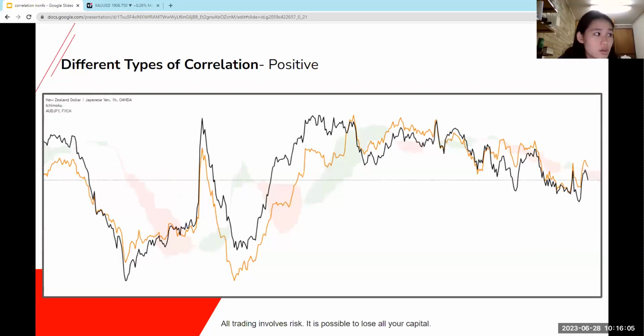Okay, here's another example. In this case, we have the Kiwi dollar versus Japanese yen, as well as the Aussie dollar and Japanese yen. We mentioned earlier that the Aus and Kiwi are typically positively correlated. So you can see how similar these charts are as well. Although there are some areas where there is a little bit of a difference, typically the movement and the direction of the prices are about the same.